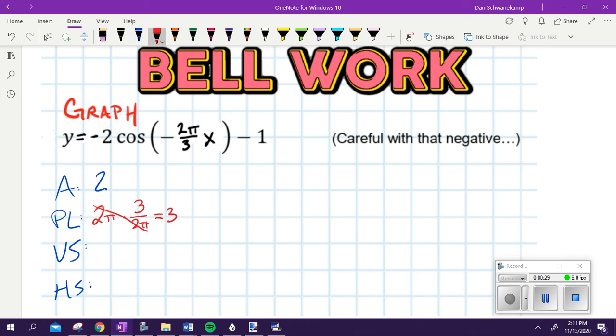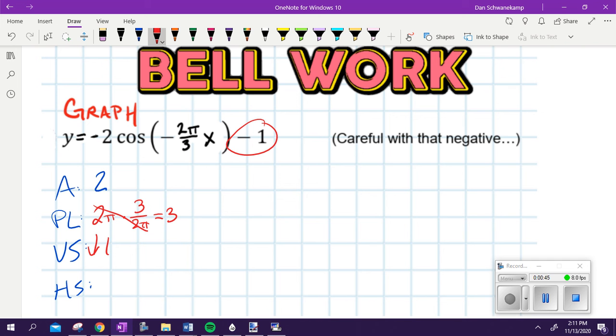Good. Vertical shift. Alex, what's my vertical shift going to be? Down 1, because I got this -1 on the end. That's down 1. Horizontal shift here. Jake, what's my horizontal shift going to be? I forgot how to do that.